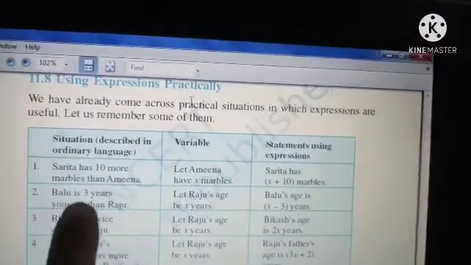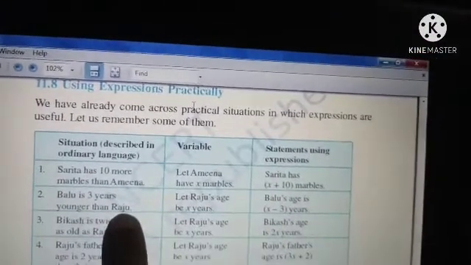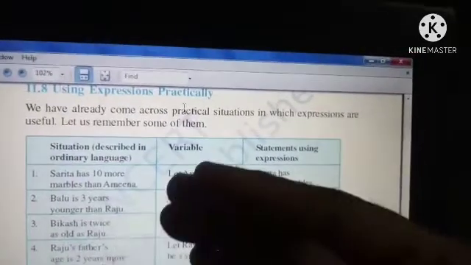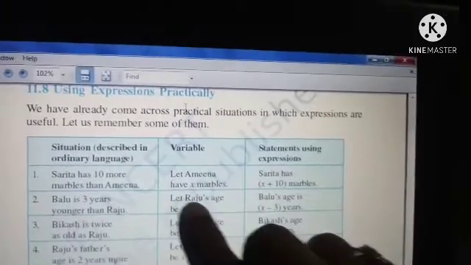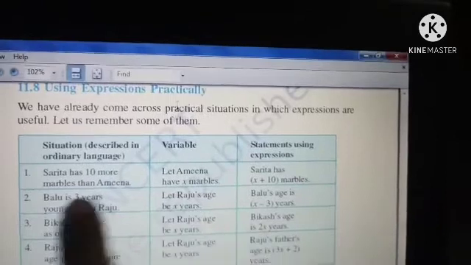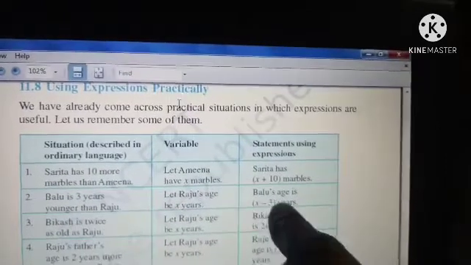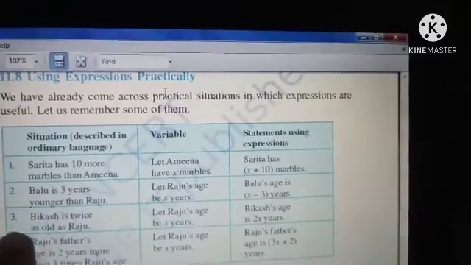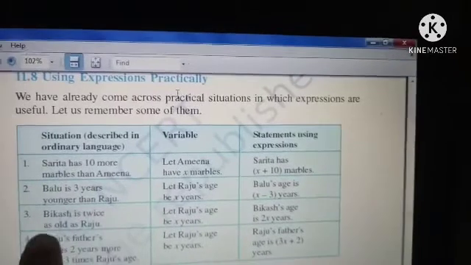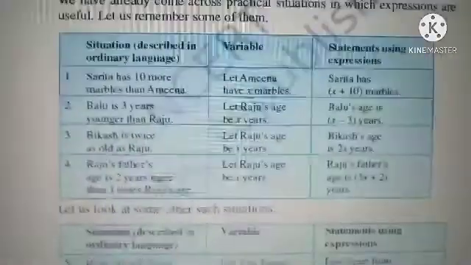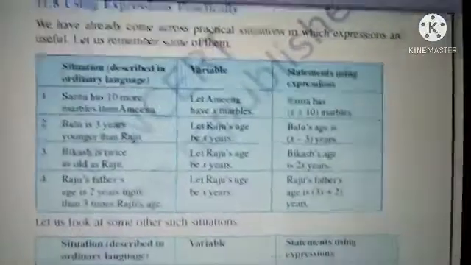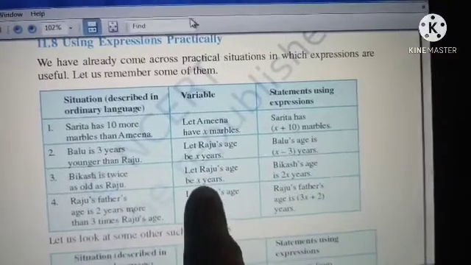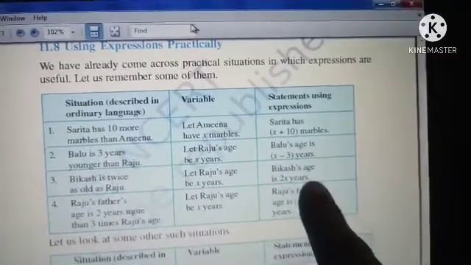Next, Balu is 3 years younger than Raju. Younger means less, minus. More than means plus. I am taking Raju's age as x years, so Balu will be x minus 3. Correct? Because Raju's age minus 3 is Balu's age. Bikash is twice as old as Raju. Twice means 2 times, so 2 times x. If Raju is x years, Bikash will be 2 into x, 2x years.